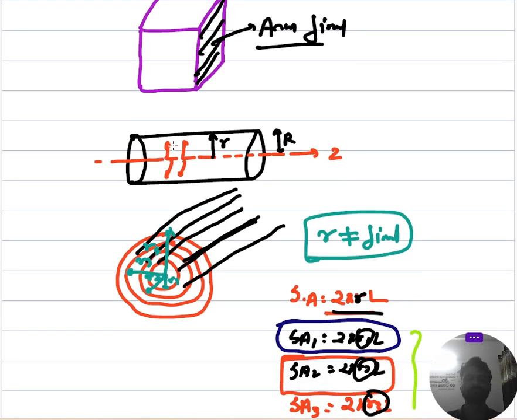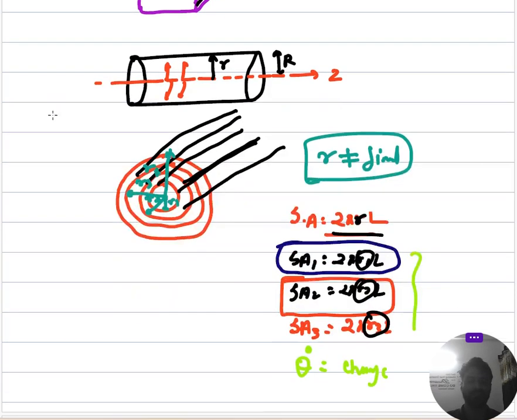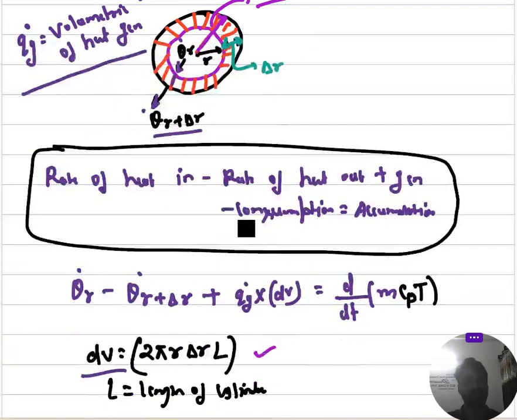But in the case of cylindrical coordinates, you can see that the area is not going to be fixed. Area is going to vary along the direction of heat transfer, right? So if I'm talking about the surface area of a cylinder, it is 2 pi RL. If I am going from the center to any radial distance, the radius is going to vary, and due to this variation, the surface area is going to vary, right?